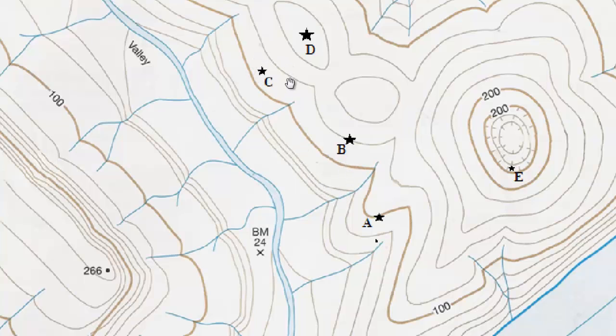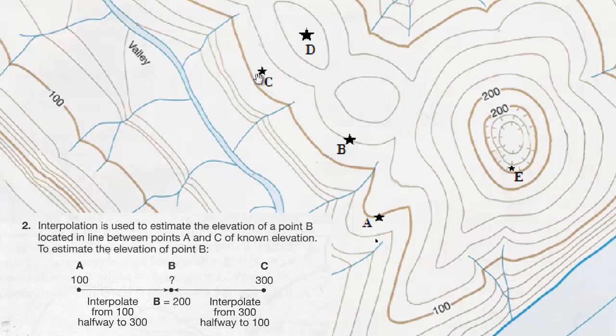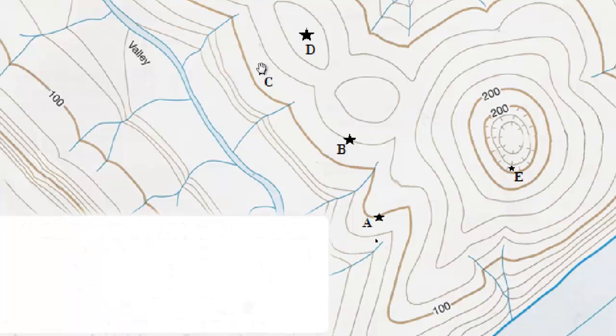But what happens when they're not sitting on a contour line? When they're not sitting on a contour line, what you have to do is interpolate, which means you're just basically giving your best guess. All right. Since C is sitting pretty much halfway in between this contour line and this contour line, we know this is 100. We know this one's 120, which makes this one a good guess of about 110.